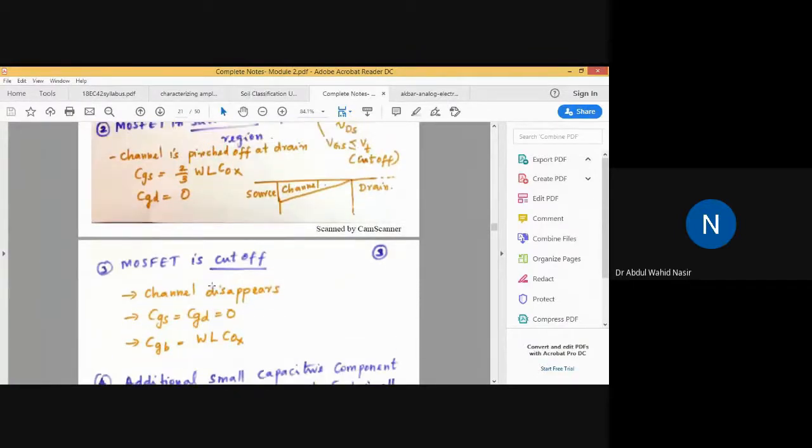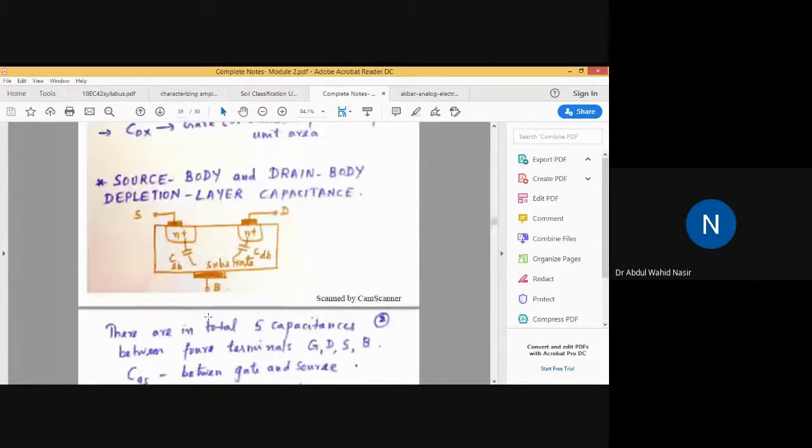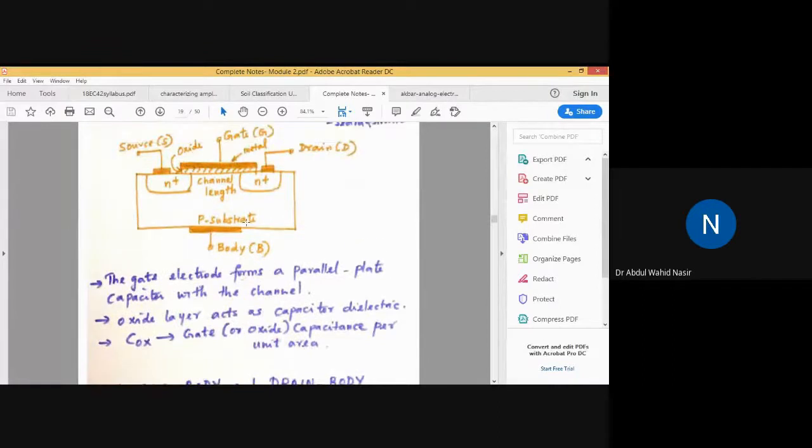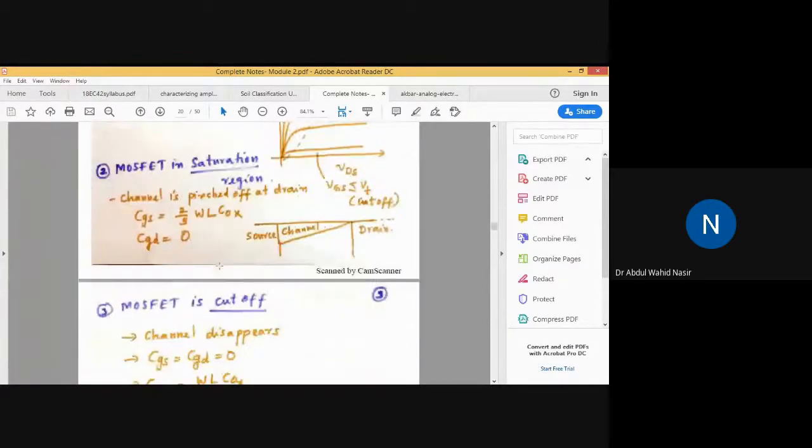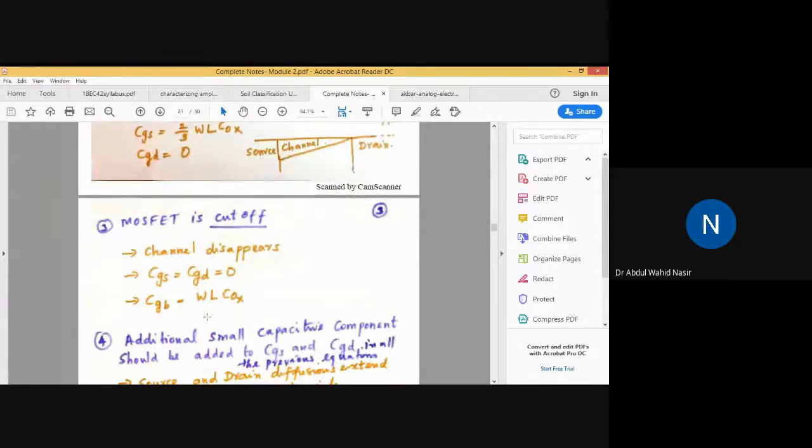So in that case, both CGS and CGD will be zero, but CGB. So what is CGB? So this one, the CGB. That is the capacitance between the gate and body. CGB will be equal to W into L into COX.